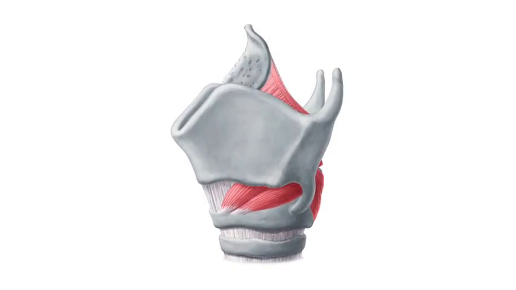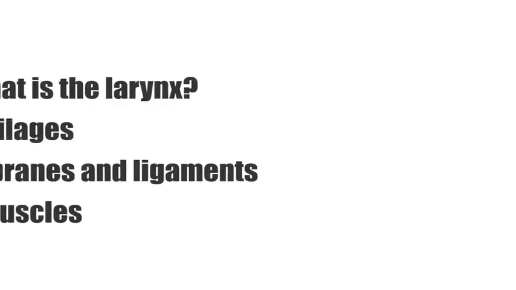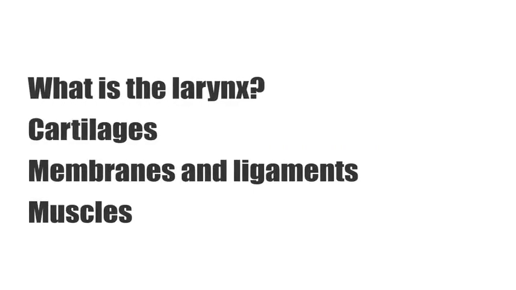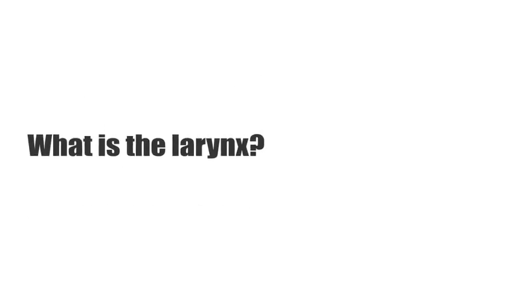Now, what I'm going to be doing on this tutorial are these topics. I'm going to go through them. And the first one is a logical one. I want to define the larynx, clarify what is the larynx. Followed by that, I'm going to cover the cartilages, which are structures that you find within the larynx. Then followed by the membranes and ligaments. And then I'm going to finalize this tutorial with the muscles of the larynx. So let's start here with the very first topic on our list, the larynx.